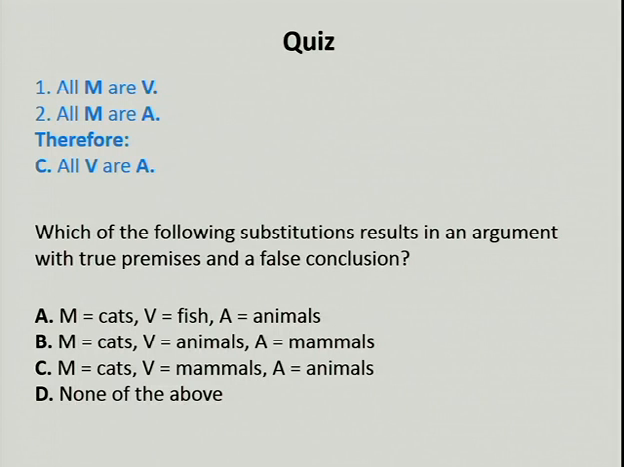So say we have this type of an argument. All M are V, all M are A, therefore all V are A. And say we didn't know whether or not that was going to be valid. So we wanted to find a counterexample: two true premises leading to a false conclusion. So which of these possible substitutions was going to do that work?